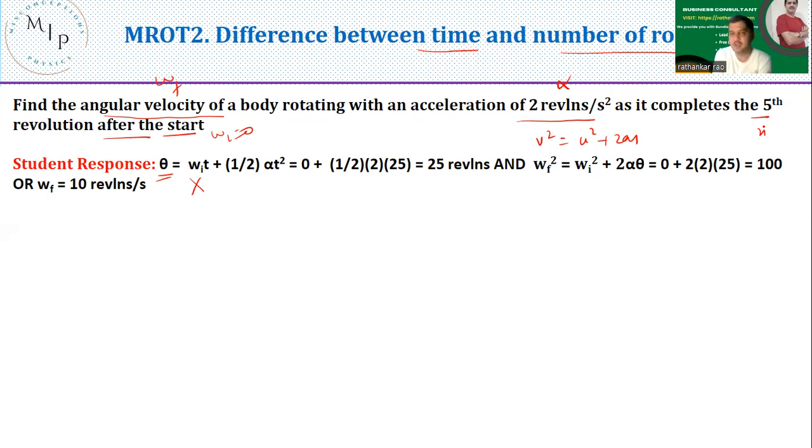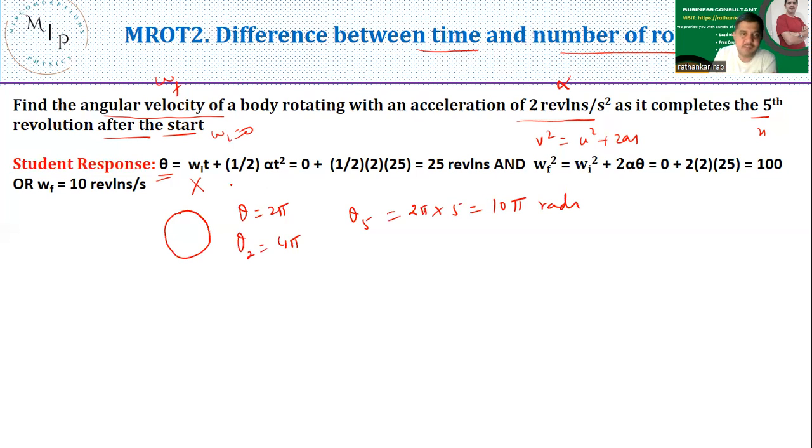Is a bigger question. How do we solve this? So what do you think? Okay, now let me help you out with this. So what we have here is theta. If I say 1 revolution, the value of theta is equal to 2 pi radians. If I say 2 revolutions, the value of theta is 4 pi radians. If I say 5th revolution, that means the value of theta is 2 pi multiplied by 5. Do you agree? So 10 pi radians. This is the total angle described. So you've got the value of theta.